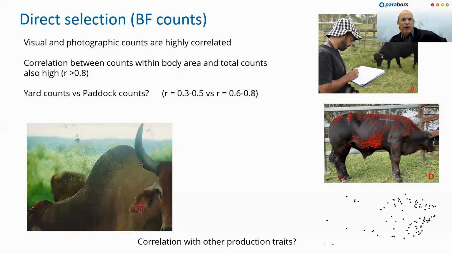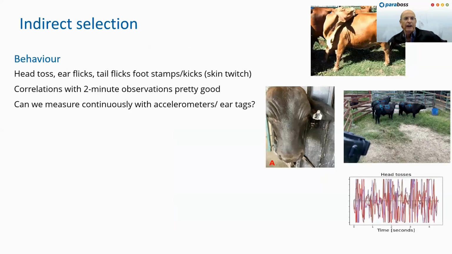Just going back to our photographic system, and as I said, the photographs work quite well. We've just been looking at some systems to make it easier to try and automate the measurement. And you can see we can visualize the flies on the animals in photographs quite well. And we can actually reduce it to this sort of an output. This is just along the back of an animal, which we can count in an automated system. So photographs and automated counting is quite a good possibility.